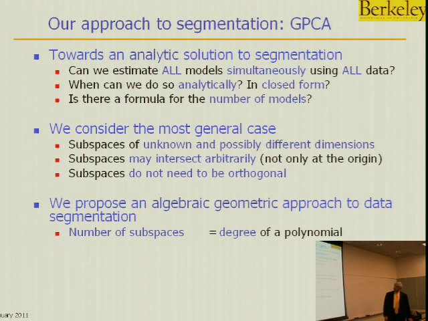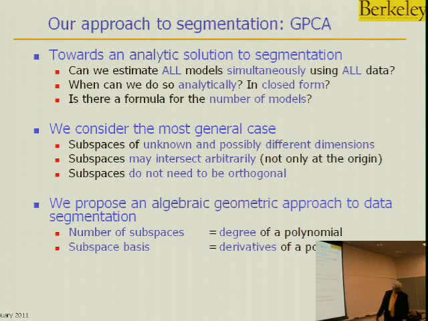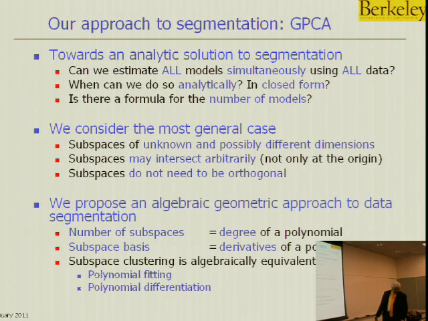So in what follows, you'll see that the number of subspaces gets determined by the degree of a polynomial, which I'll show you how we compute. And the dimensions of the subspaces, the basis elements, come from differentiating a certain polynomial that we'll compute. There are two different things, a polynomial fitting way of doing it and a polynomial differentiation way of doing it. That's what the subspace clustering comes out to be. Okay, so the heart of the algorithm is actually quite simple. It does involve this Veronese map that Alan was talking about.